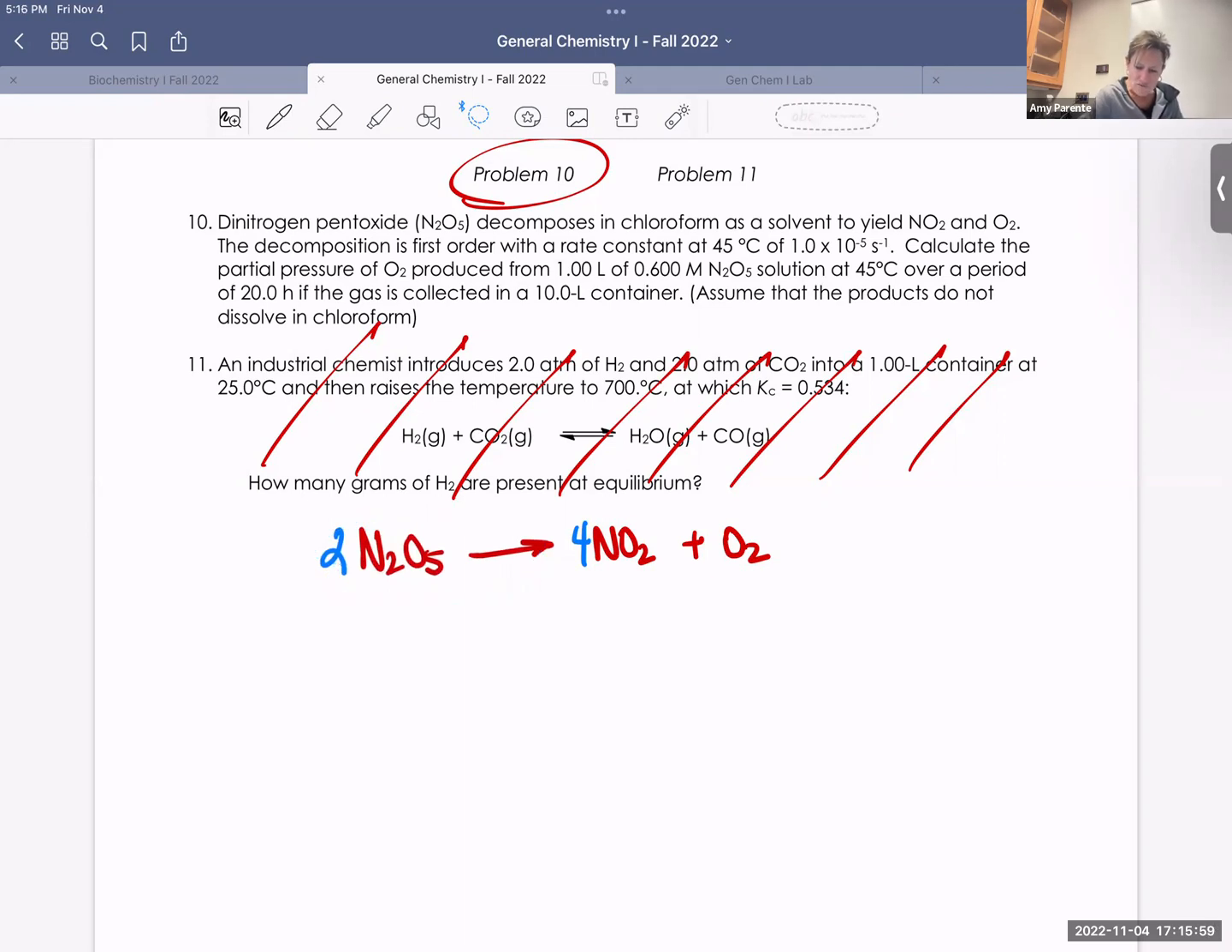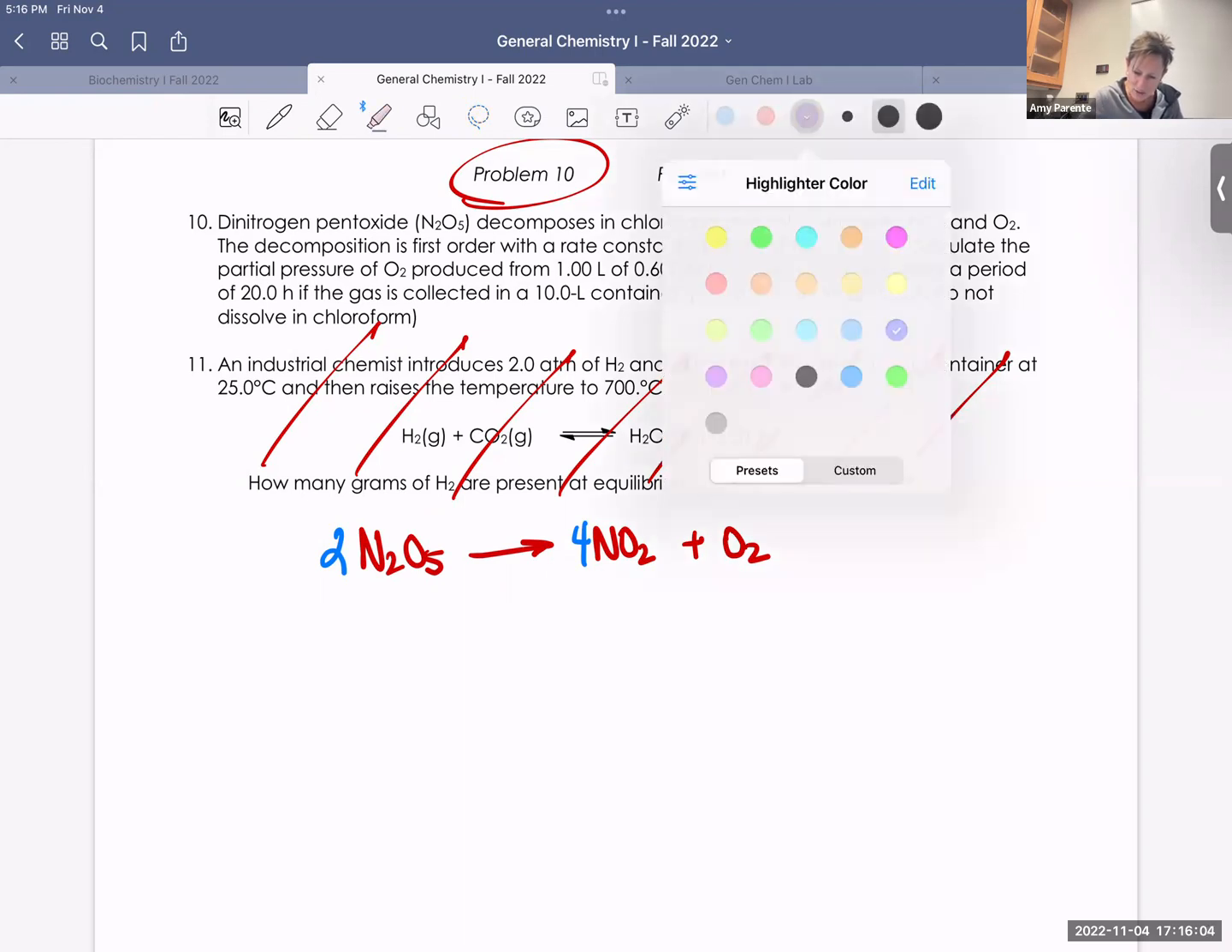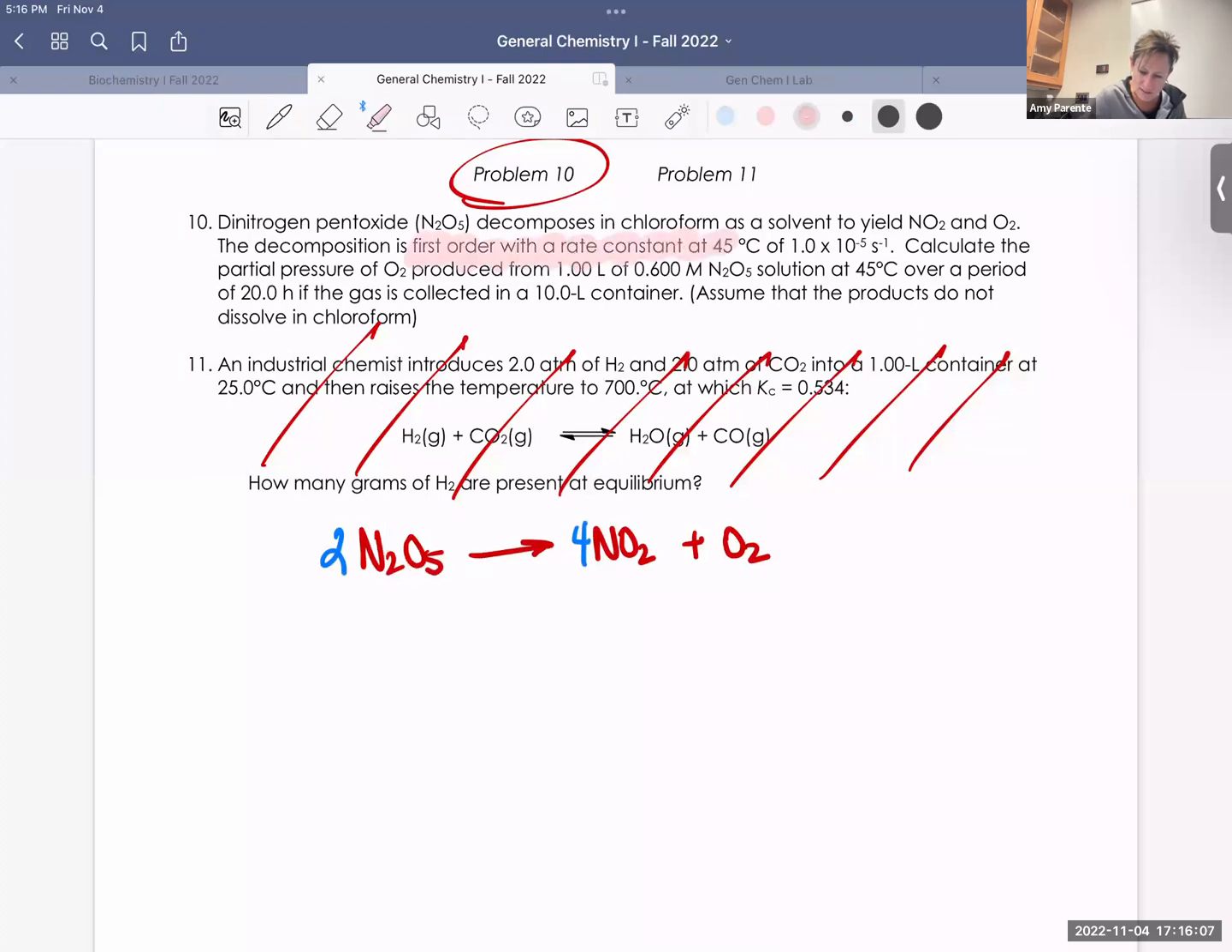The decomposition is first order with a rate constant as given there. And this should be an indication that this is a kinetics problem, right? We're seeing information about first order. So that's the kinetics problem. We've got a rate constant that's provided. It says calculate the partial pressure of oxygen produced when we have 1 liter of this concentration of N2O5 at 45 degrees over a period of 20 hours if the gas is collected in a 10-liter container.